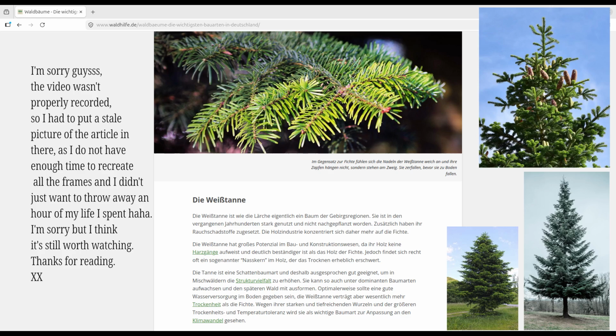Added, addition. Yeah. Something like that. Haben ihr, have, her, or to her, Rauchschadstoffe. This means smoke. Rauch means smoke. Schadstoffe, this derives from the word schaden, which means to damage. Schadstoffe, so Stoff means in general fabric.